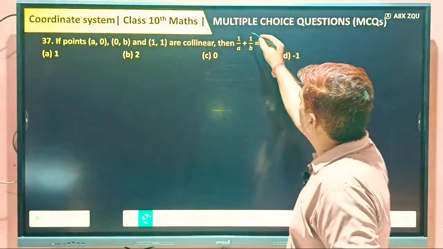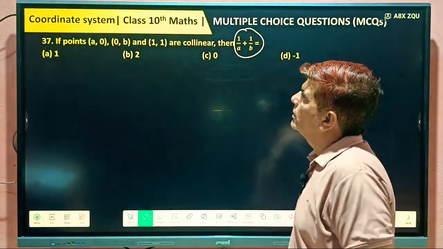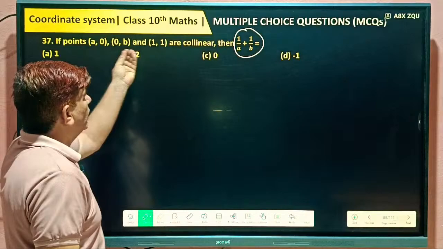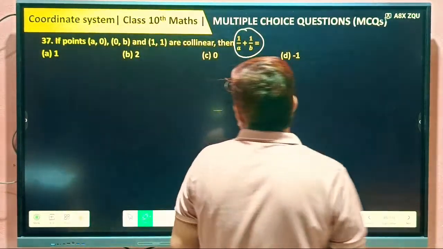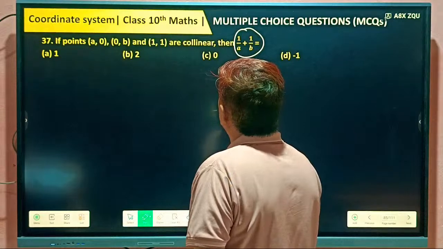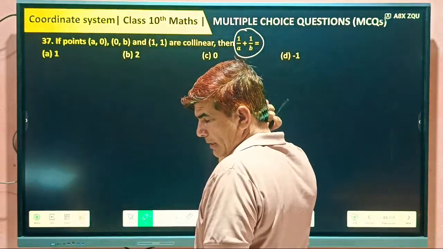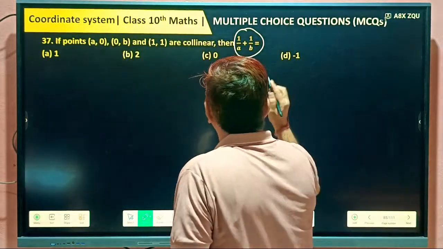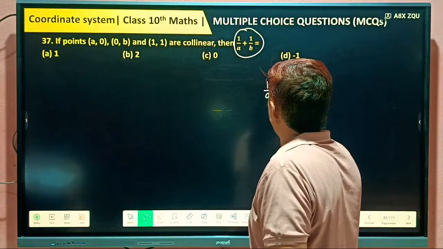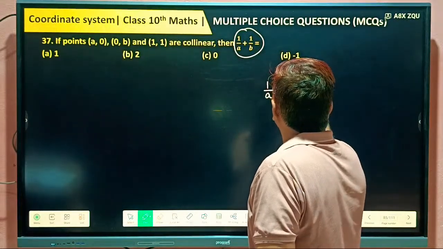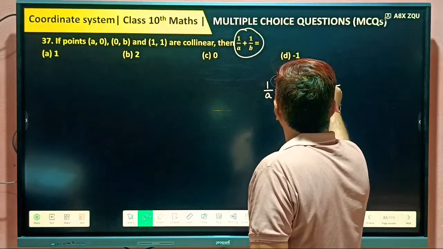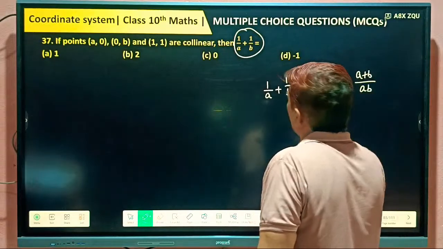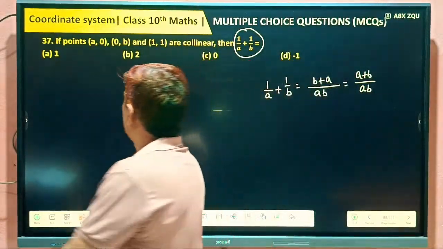you have to find out the value of this. If these points are collinear, how is it possible? First find out the value of A, value of B. By which formula? By distance formula, or that one formula which is given to you. First we want to solve this 1 by A plus 1 by B. So what's your LCM? AB. This is B plus A, or we can write A plus B by AB. This we have to find out.